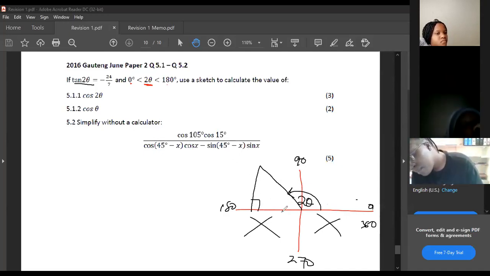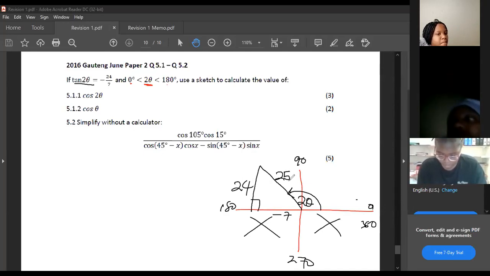All right. Then, where do we place what? Okay, it's minus 24 over 7. So that means this one is 24. This is minus 7. Right. Pythagoras. You do Pythagoras there, and notice that you get 25 for the hypotenuse.